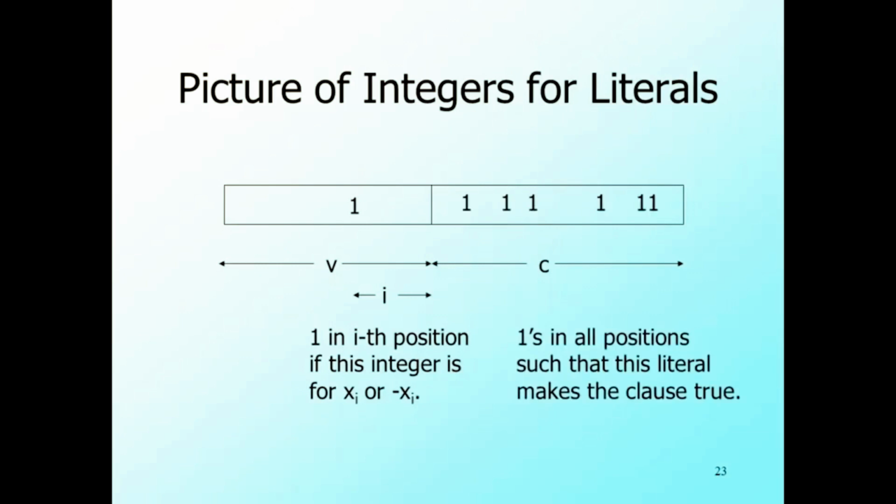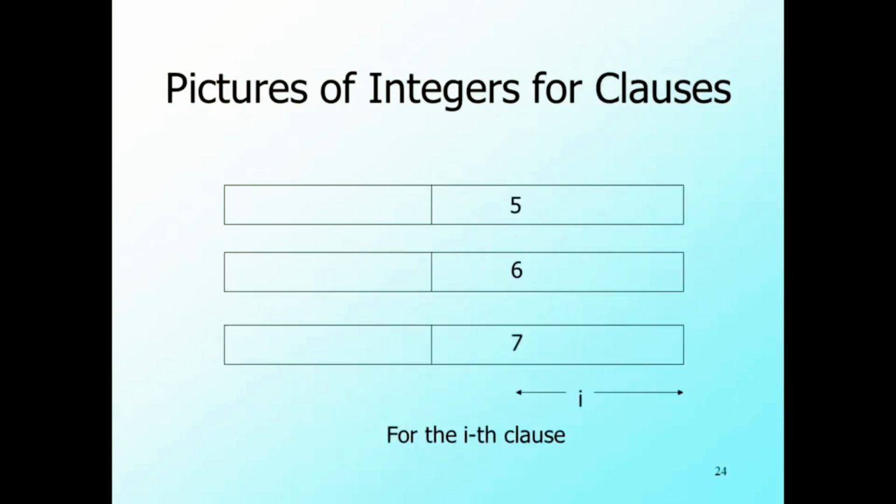The C low-order positions correspond to the clauses. The integer for a literal will have a 1 in the position for each clause that it makes true, and all other positions in this integer hold zeros. There will also be 3 integers for each clause. The integers for the ith clause have, respectively, the base 32 digits 5, 6, and 7 in the ith position from the left end. All other positions are 0.